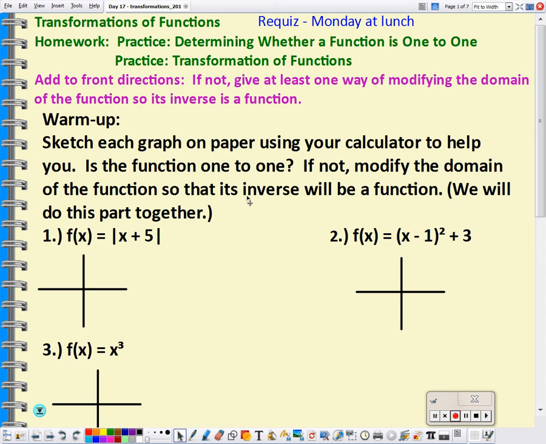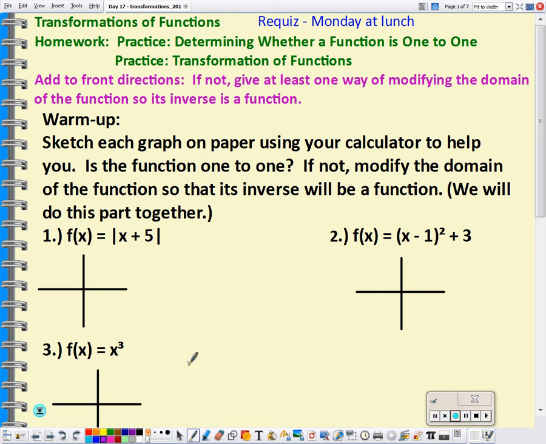I would like you to please graph. You don't need to use graph paper. You can use regular paper in your notebook. Graph these three functions. If you need to use your calculator to help you, for number 3, you may. Number 1, you should not need a calculator. Number 2 is a maybe.